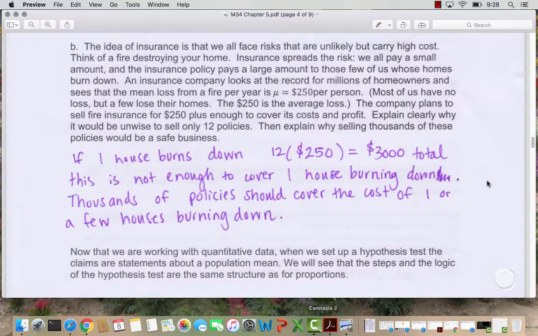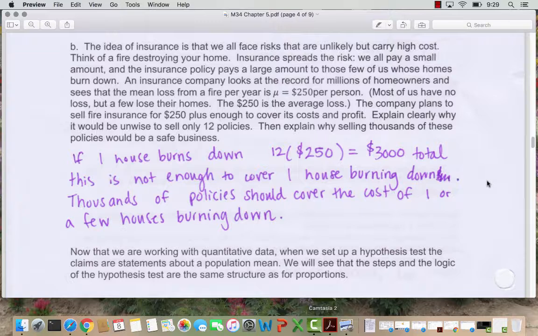Question B asks about this idea of insurance. An insurance company is looking at the records for millions of homeowners, and they see that the average, or mean, loss from a fire per year is $250 per home. That's because most homes have no loss, but there are a few homes lost. So this $250 is the mean loss. The company plans to sell fire insurance for $250 plus enough to cover its costs and profit.